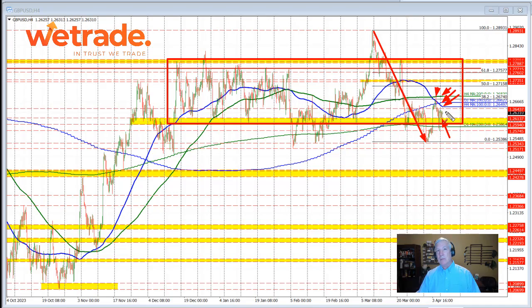Absent that, the sellers are still more in control, but we need to get below the 125.94 level, and then the 200-day moving average at 125.864 to increase the bearish bias. Then we'll look toward the low price from last week at 125.38. So there you have it. A look at 3 of the major currency pairs to start your trading day and week.